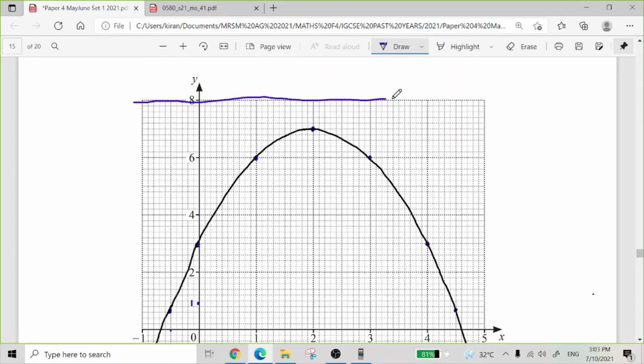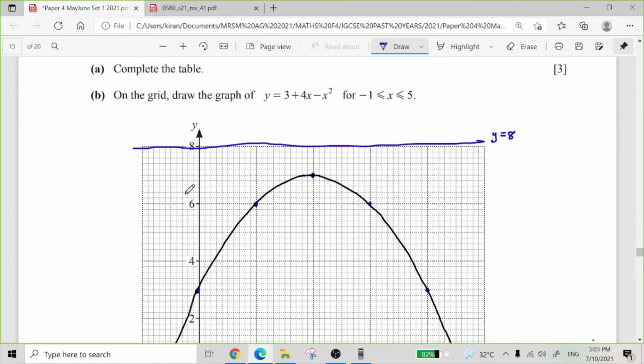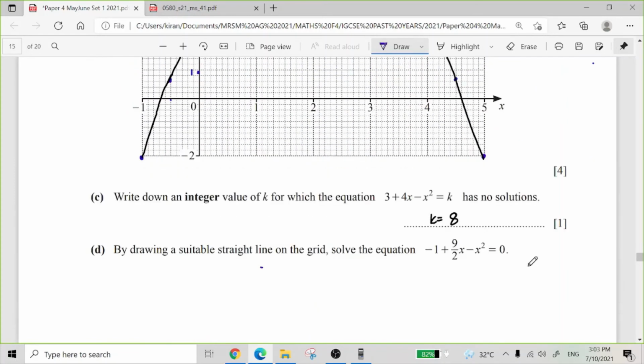If I draw here y equal to 8, there is no solution because there is no intersection between the line that I drew and the curve. You cannot take y equal to 7, because when you take y equal to 7, there is still a point here, a solution here. So the answer is y equal to 8.